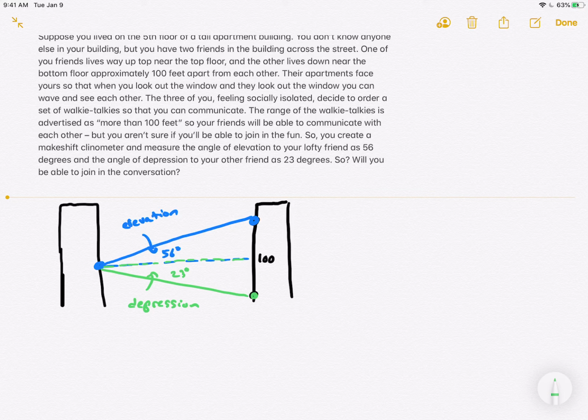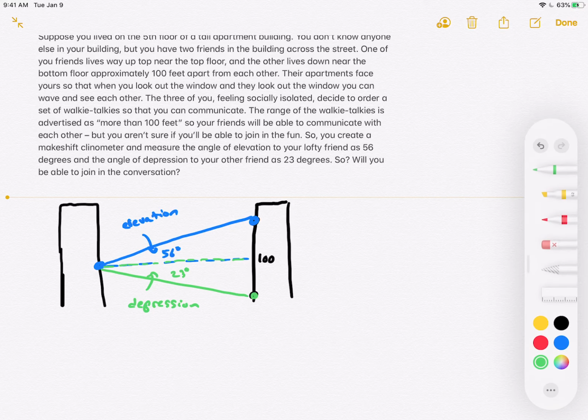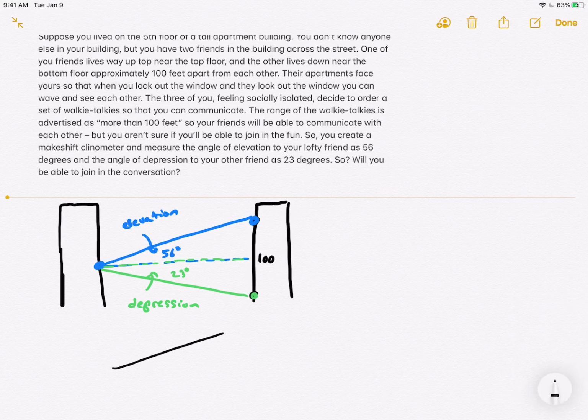So we did all this work, and essentially we just got this triangle, and I'm just going to redraw it right down here for a second so you can kind of picture it again. And what we know about that triangle is we know that one side is 100, and we know that the angle across from it is 56 and 23, which makes 79 degrees.